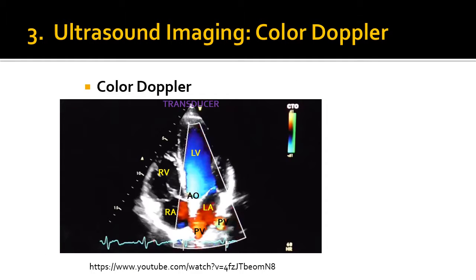Here's an image showing color flow. This is actually called a 5-chamber view because it includes the aorta. The blue flow in the left ventricle is traveling away from the transducer and toward the aorta. The red flow from the pulmonary veins in left atrium is moving toward the left ventricle through the mitral valve. This denotes normal cardiac blood flow.